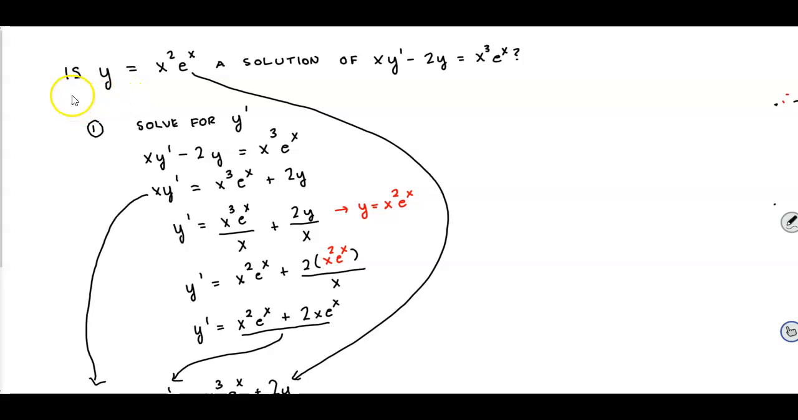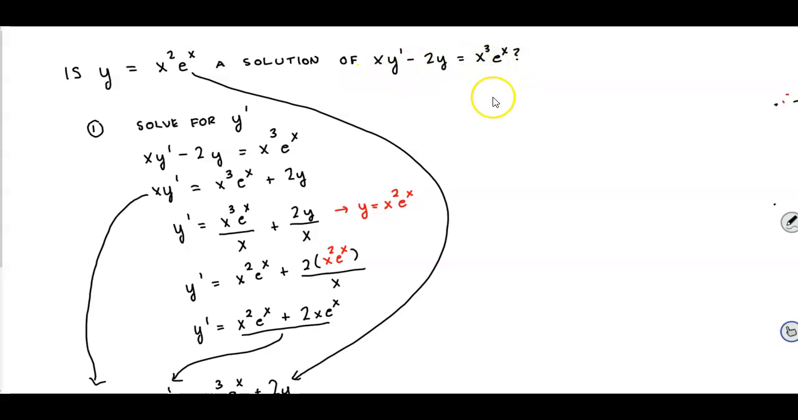Okay, when we're dealing with differential equations, one of the things that will be asked in the example is, if you have a function, will it be a solution of the differential equation or the derivative of that function? So in this question it says, is y equals x squared e to the x a solution of x times y prime minus 2y, which is equal to x cubed times e to the x?